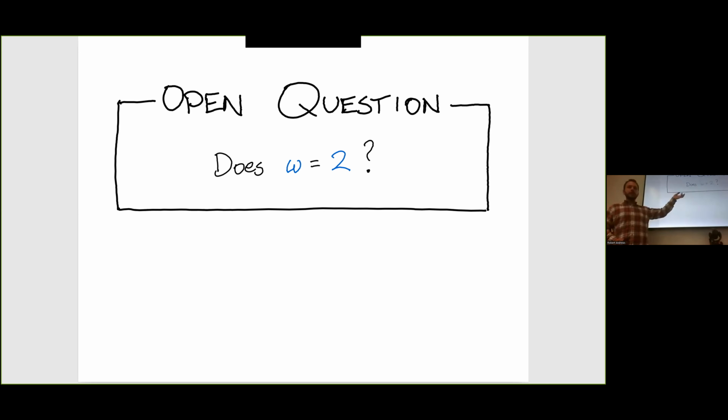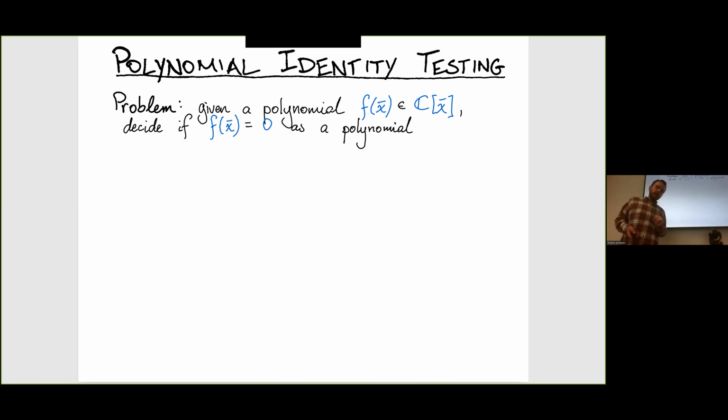Question here is omega equal to 2? Keep that in mind. We're going to shift over to a different problem, which is polynomial identity testing. So what's polynomial identity testing?